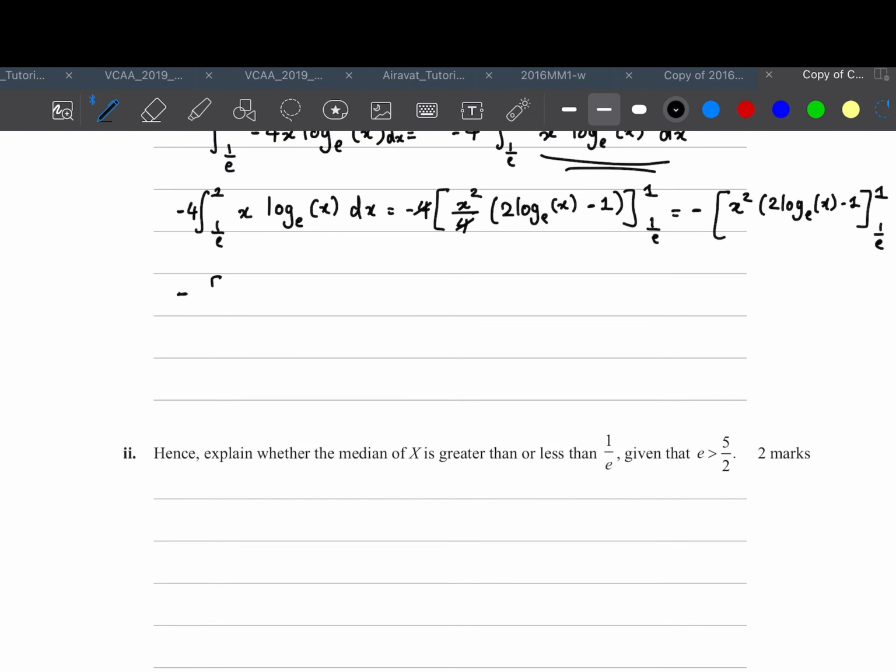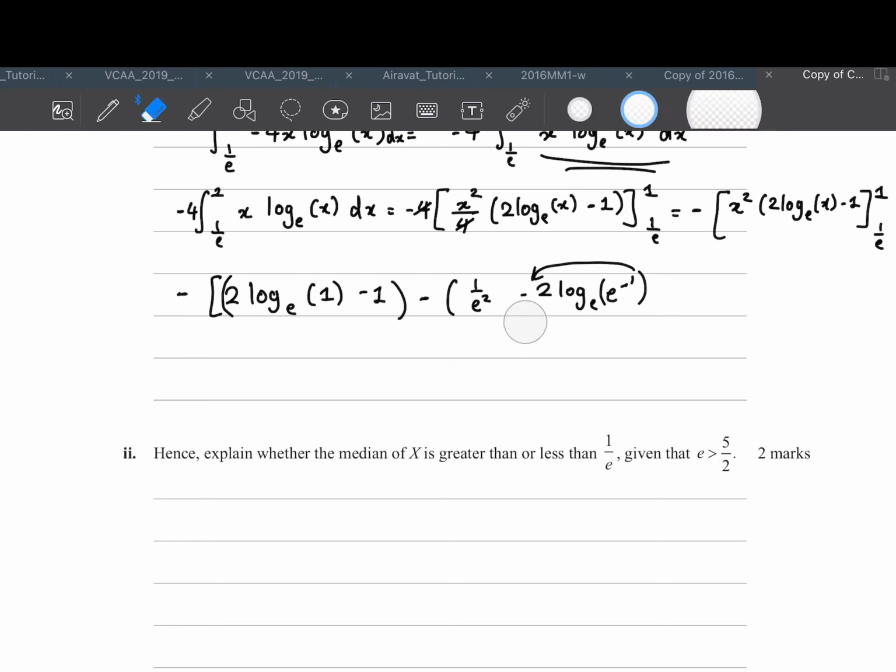So minus 2 log base e of 1, minus 1, minus 1 on e squared, minus 2 log base e of 1 on e. Now we can also write this as e to the power of minus 1. Now I'm just going to bring this, oh sorry, it's not meant to be minus. Now I'm just going to bring this negative 1 to the front, log laws, to get our answer.